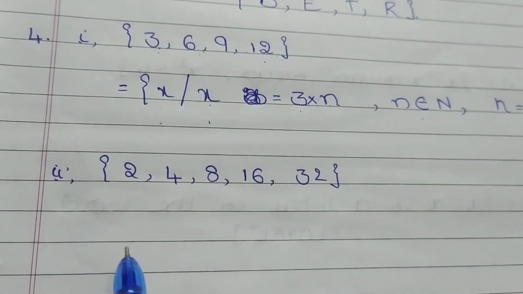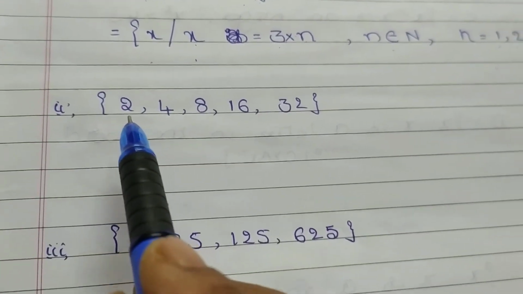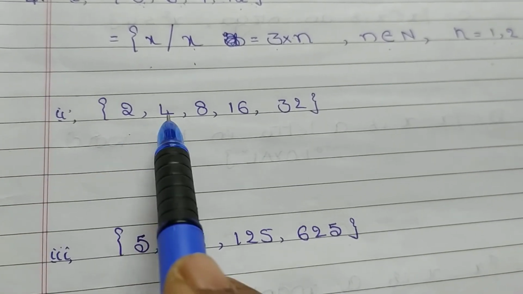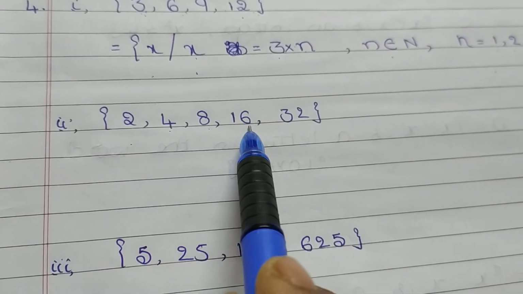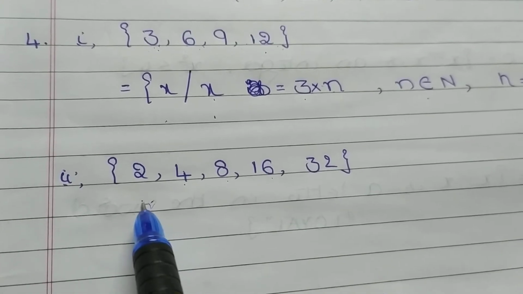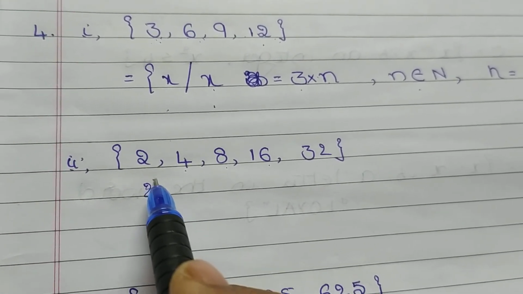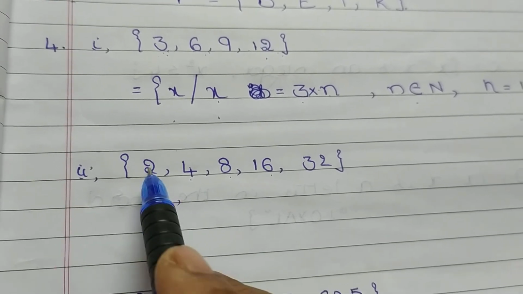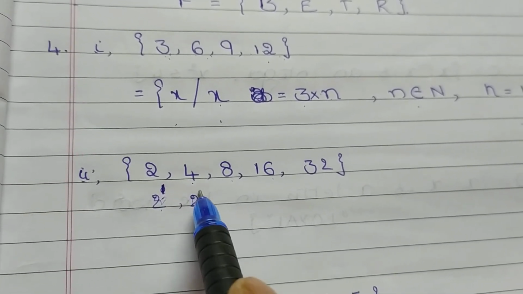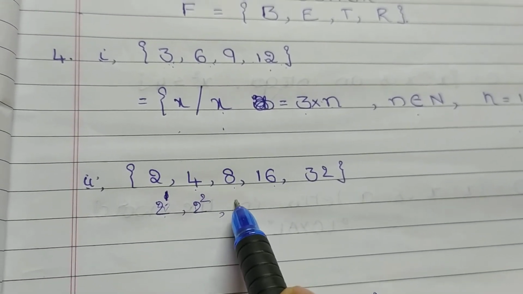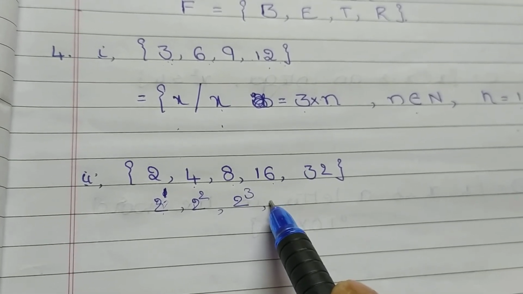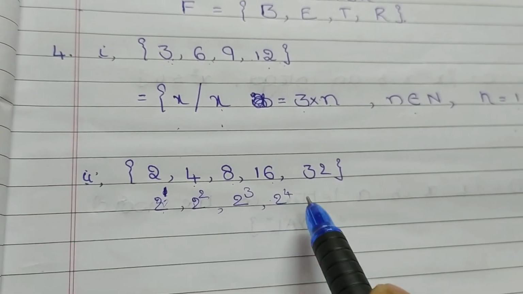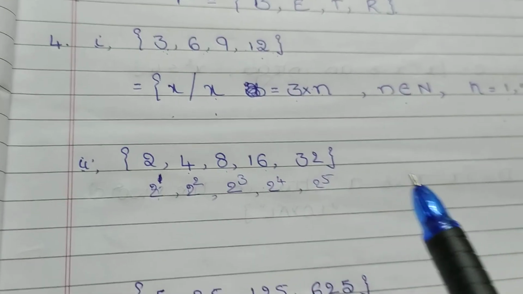Now coming to the next one, if you observe the elements 2, 4, 8, 16, 32. So the first number is 2 power 1, which is 2. 4 can be written as 2 square, is it not? 2 cube is 8. So 2 power 4 is 16. 2 power 5 is 32.